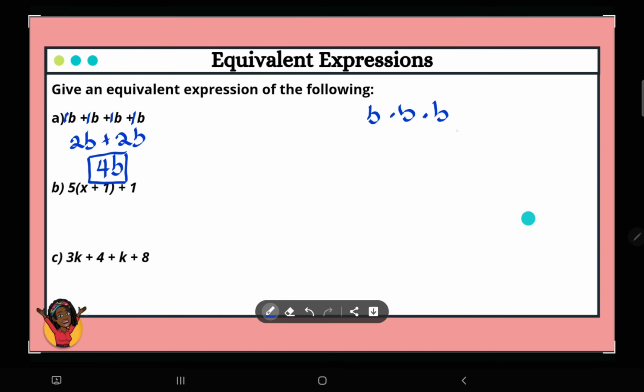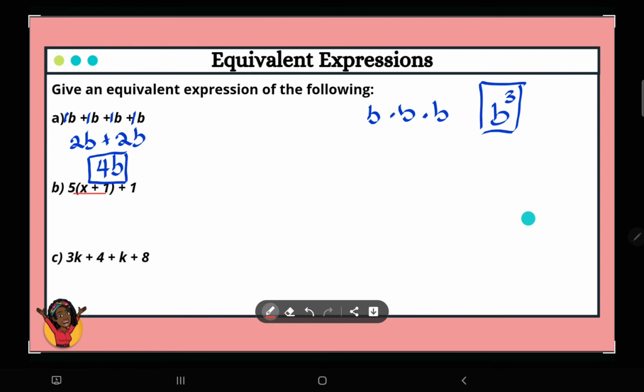Yep, exponents. So if you said b times b times b is going to give you an exponent, then that is correct. That would be b to the third power. So the base is being multiplied by itself 3 times. Okay, now let's go ahead and take a look at the next example.